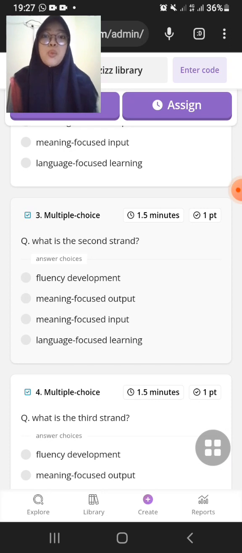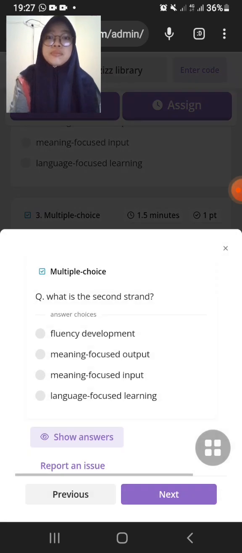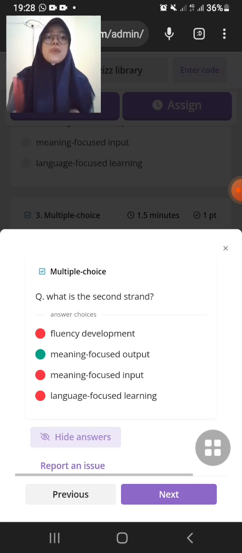Number 3, what is the second strand? The answer is meaning-focused output. The second thing is to bring out what we have input by speaking and writing.